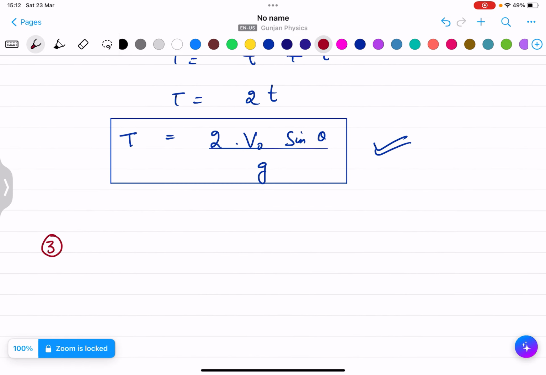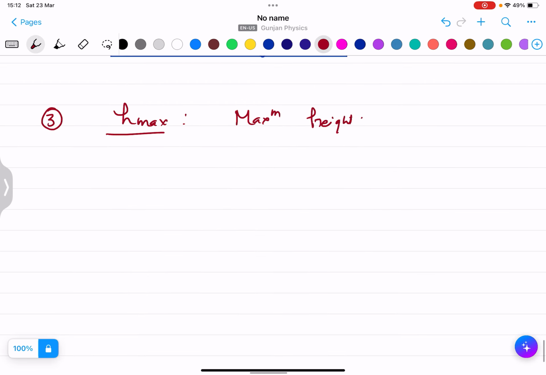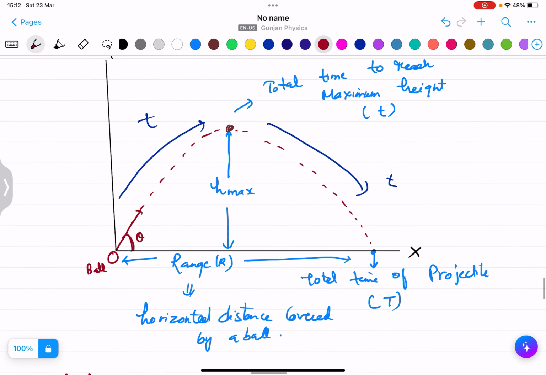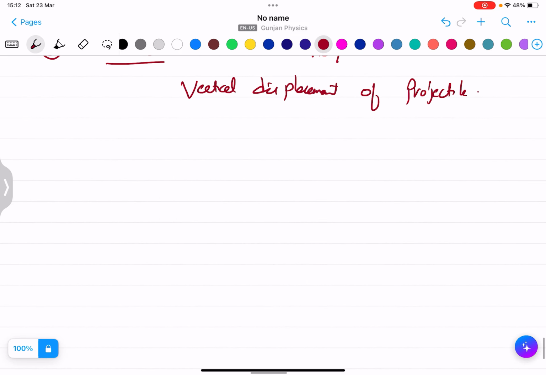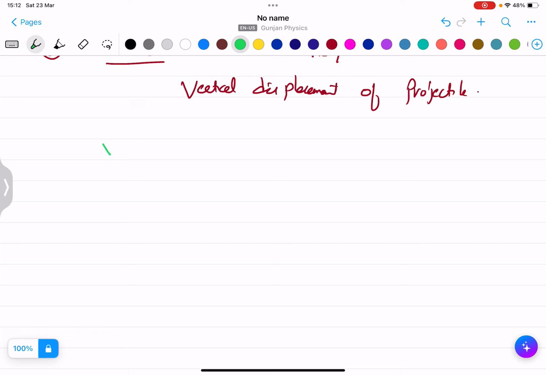Now the third one, what we need to calculate? H max. H max is the maximum height, right? So what will be the maximum height? Height means we are talking about the vertical displacement of the projectile, right? So if I say vertical displacement of a projectile, then I must go here and say this is the vertical displacement of a projectile. This equation, y equals V naught y t minus half g t square. So we will use this equation here. So I will just simply write this equation, y equals V naught y t minus half g t square.